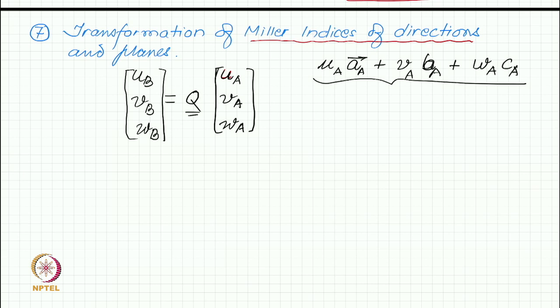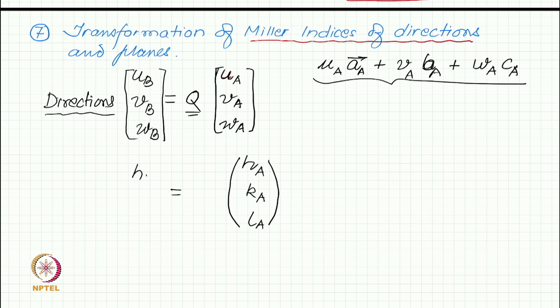And how will you transform the Miller index? So, this is for a direction. How will you now transform the Miller indices of a plane? So, suppose I give you the Miller indices of a plane HKL. I give you HA, KA, LA. How will you get HB, KB, LB?